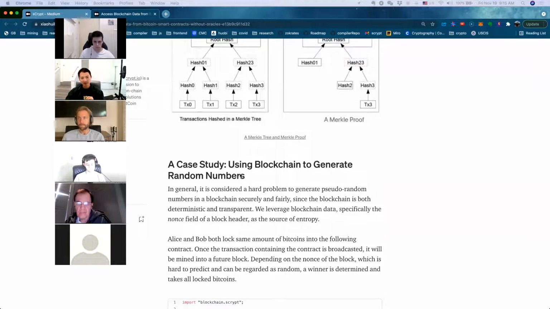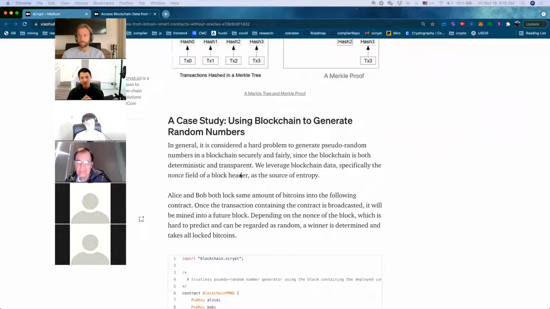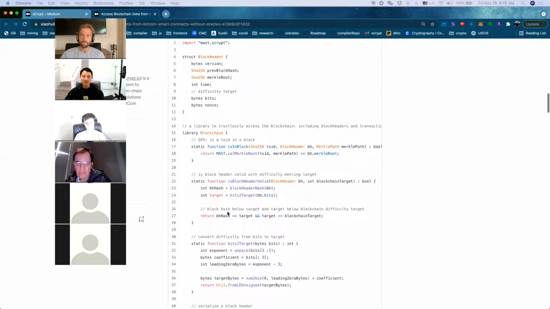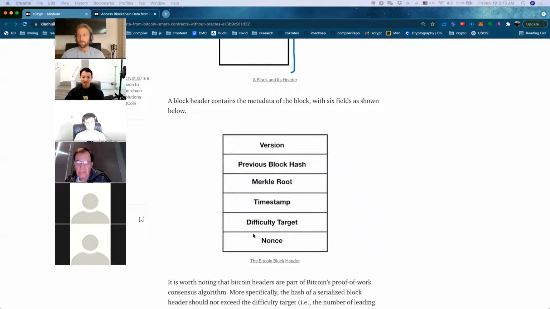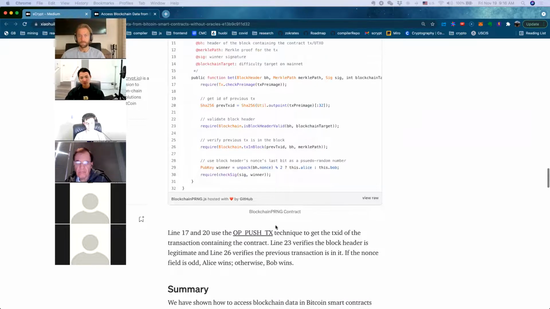I put here one example: using the blockchain to generate random numbers. The way to do it is you put the following contract into a transaction and broadcast it. Usually you don't know who's going to mine the next block, and you're not going to be able to guess which nonce. We have a field in the block header called nonce, which is basically a random number. The miners keep incrementing it until it hits the difficulty target. So we use this field as a source of entropy here.